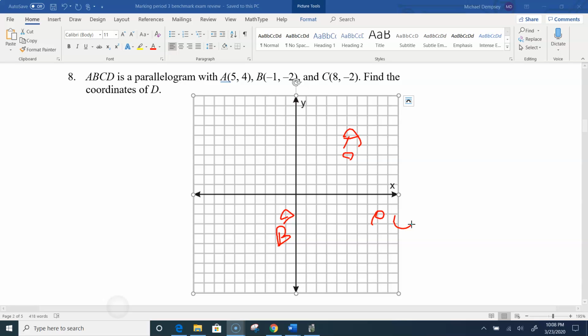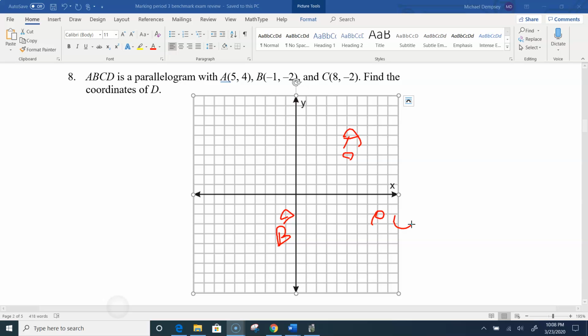So they want us to find where point D would have to be so that we have a parallelogram. If A is at (5, 4), B is at (-1, -2), and C is at (8, -2). So the points are sort of listed out of order here, but we can still reconcile where D ought to be. There's really two possible answers, right? If we go A, B, C, D, D would have to be off of the grid here, right?